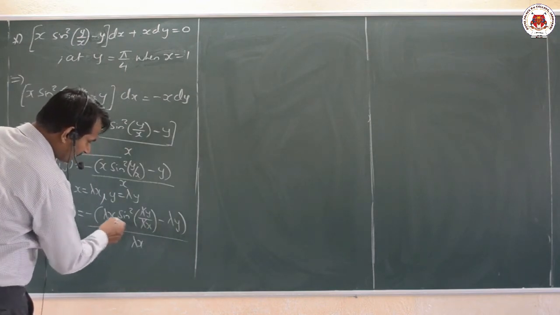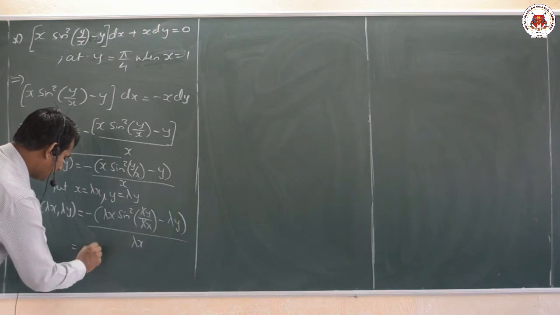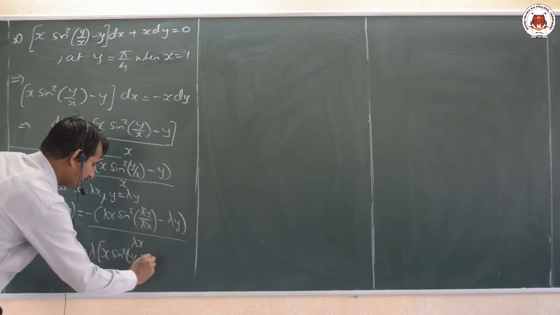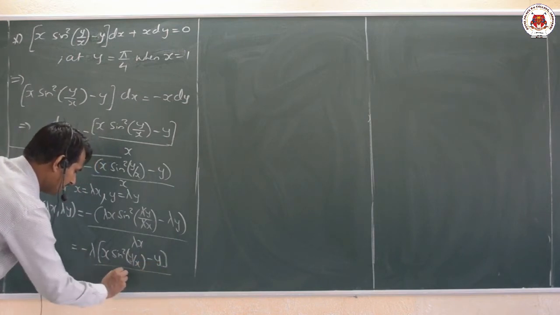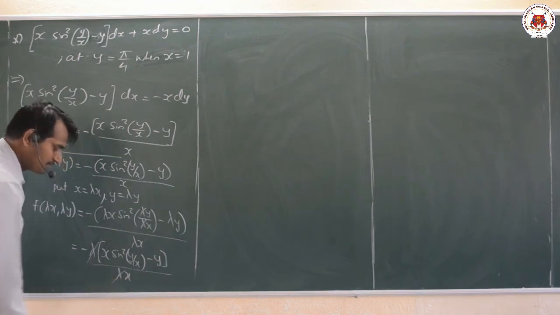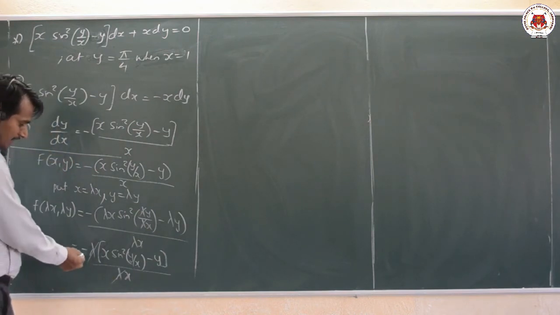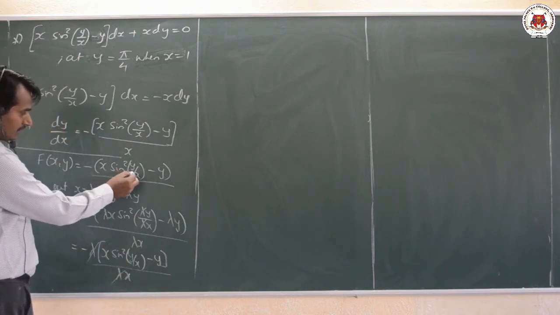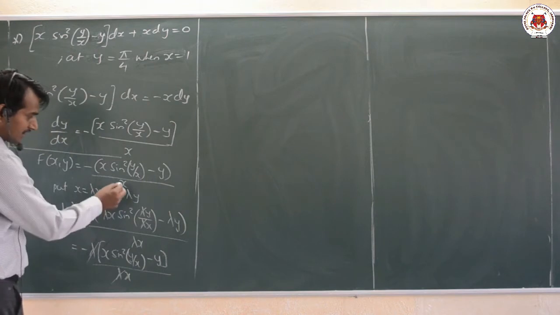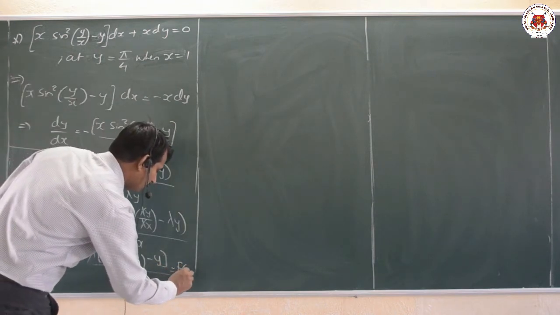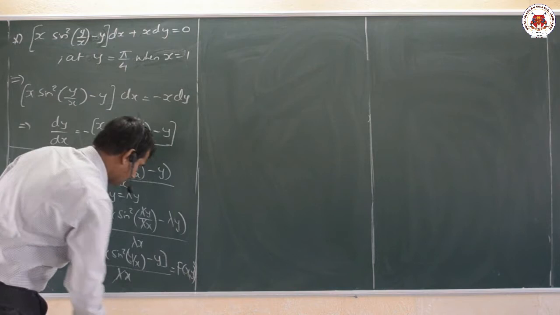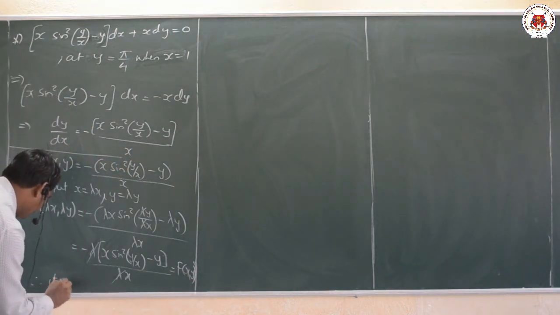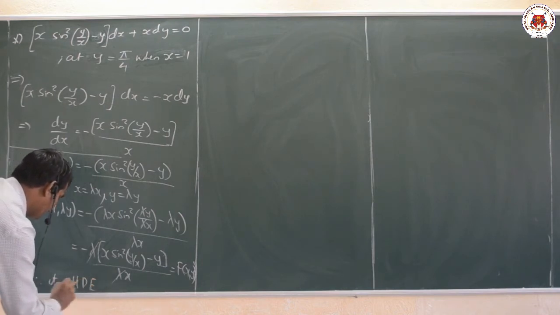Here we can observe that I can take lambda common, which is equal to minus lambda of x into sine square of y by x minus y, whole divided by lambda x. Here we can observe that lambda gets eliminated, and in turn it is nothing but minus of x into sine square of y by x minus y divided by x, that is nothing but f of x comma y. Hence we can conclude it is a homogeneous differential equation. Therefore it is a homogeneous differential equation.